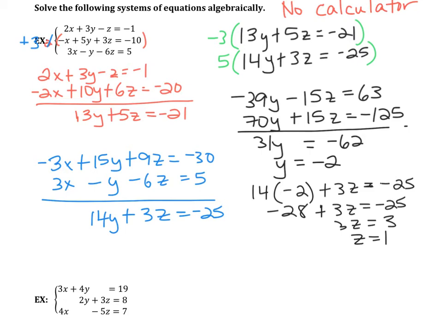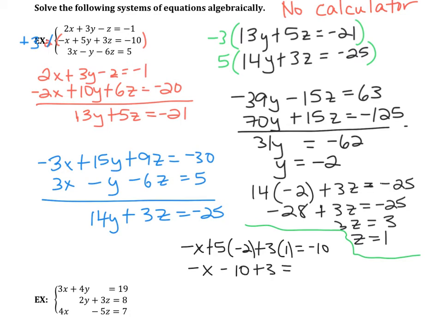So I'm going to have, I'll squeeze it in right here, -x plus 5 times my y value, which is -2, plus 3 times my z value, which is 1, is going to be equal to -10. Let me put a little squiggly line in here so we can separate that. All right, so we get -x minus 10 plus 3 equals -10. So we're going to get that -x equals -3, or simply x is equal to +3.